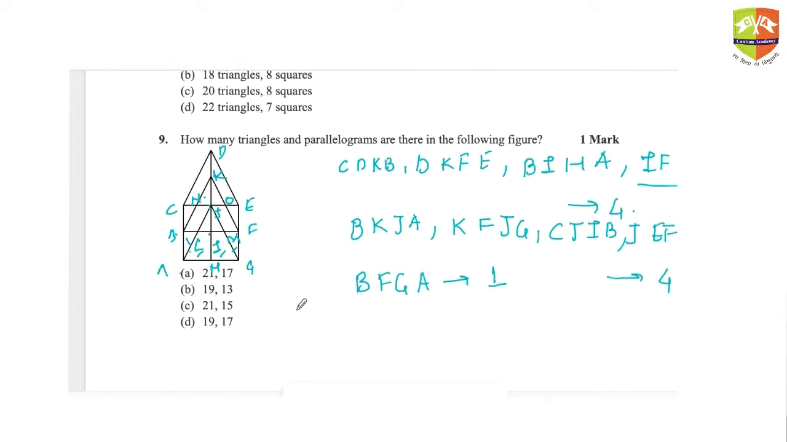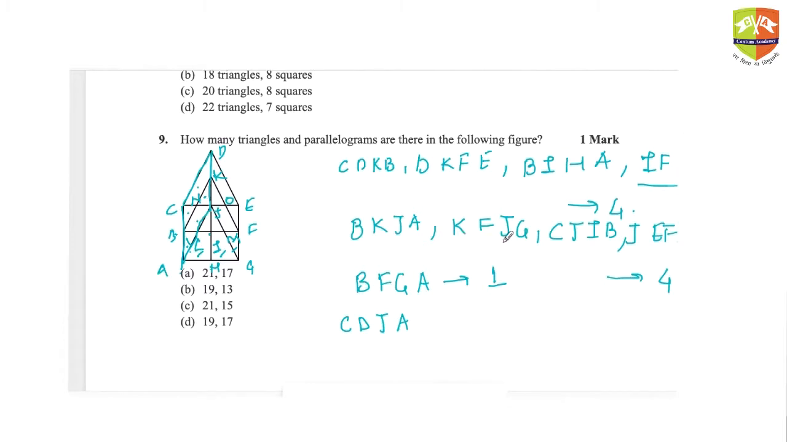Now, there are other parallelograms also. Which are they? If you look at it very carefully, the parallelograms are like this. This line, this line, this line, and this line. So how many components? There are 1, 2, 3, 4, 5. 5 components. So with 5 components, I am getting C, D, J, A on one side.